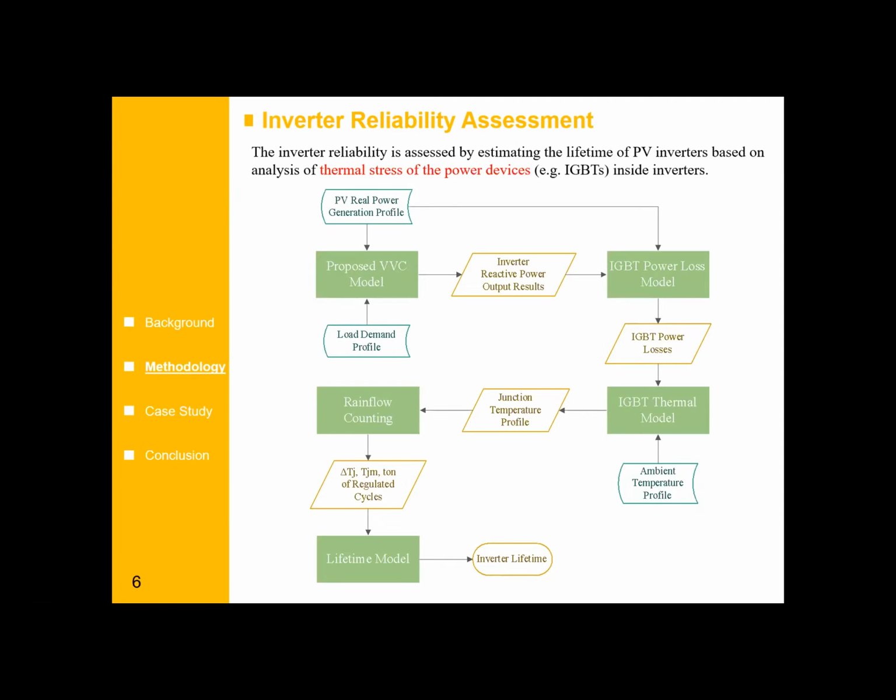We can see that based on the proposed VVC model, we can obtain the inverter reactive power output results. With the associated PV active power, we can put them into the IGBT power loss model and obtain the IGBT power loss. Then we put the IGBT power loss and the ambient temperature profile into the thermal model, and we can obtain the junction temperature profile of the IGBT module. By applying the rainflow counting technique, we can transfer this junction temperature profile into regulated thermal cycles, and we can obtain some useful information. We put these useful parameters into the lifetime model, and we can obtain the inverter lifetime.